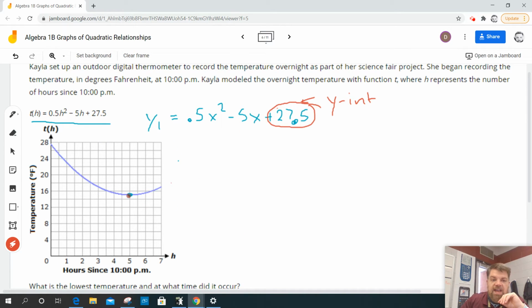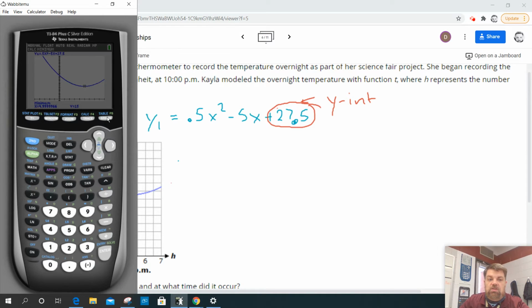Well, if I look at it, it looks like it occurred 5 hours after 10 p.m. But I can verify that by graphing this in my graphing calculator, and then my calculator will let me know what the minimum y value is, okay? So the only difference is that when I graph this in my graphing calculator, I've got to switch my h's to x's. So it should be like y sub 1 is equal to all this stuff here. And then keep in mind that my y-intercept is at positive 27.5.